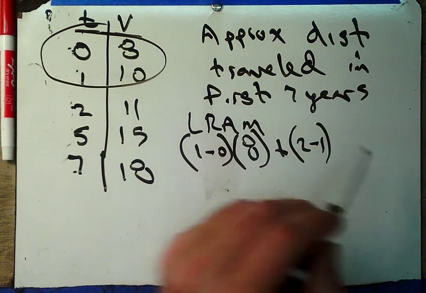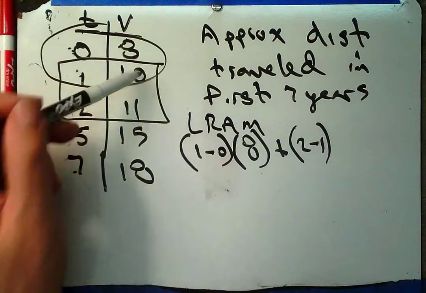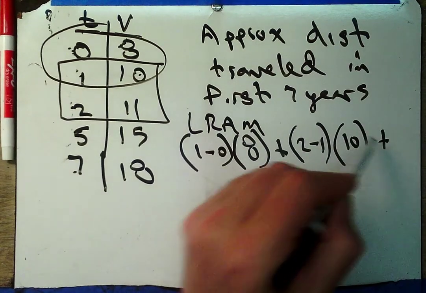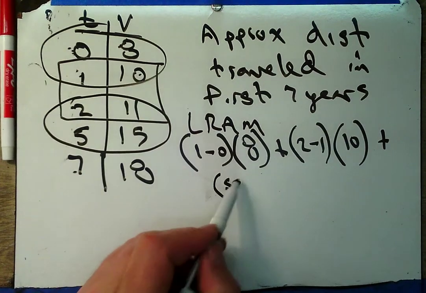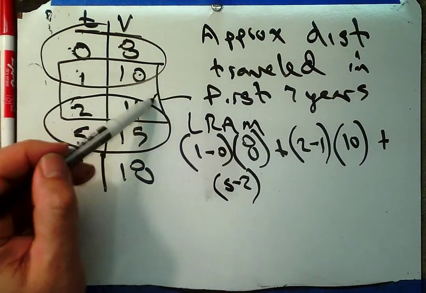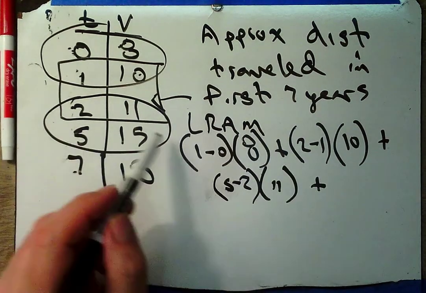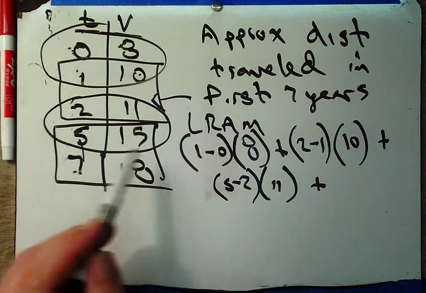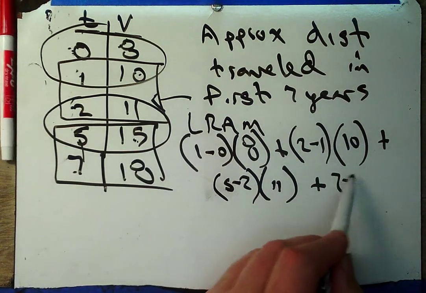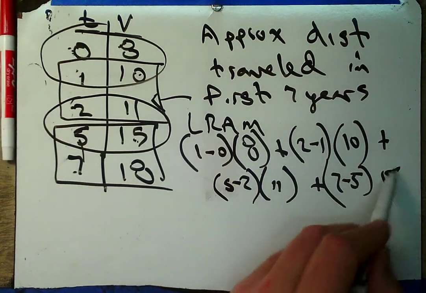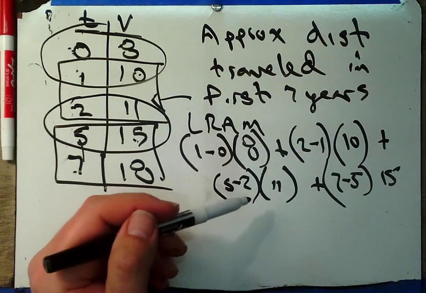plus the next subinterval, 2 minus 1, and here's the next subinterval, and again, I'm using this left value, plus, now we have this subinterval, 5 minus 2, times again the left side of that subinterval, plus our last rectangle goes from here to here, and we use the left side value. So that's going to be 7 minus 5 times 15. This is actually sufficient to earn the point on the AP exam.